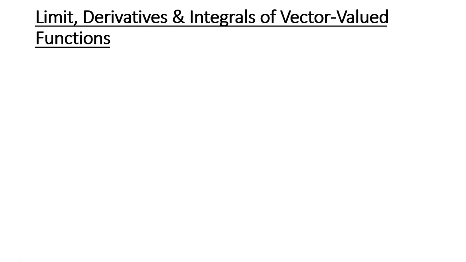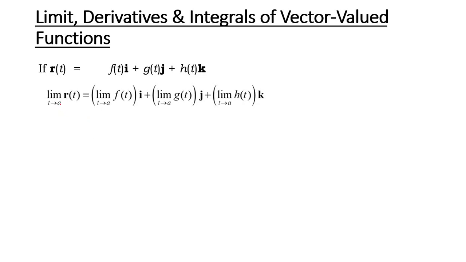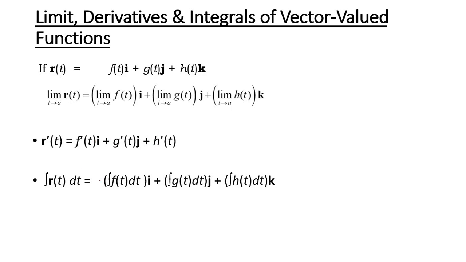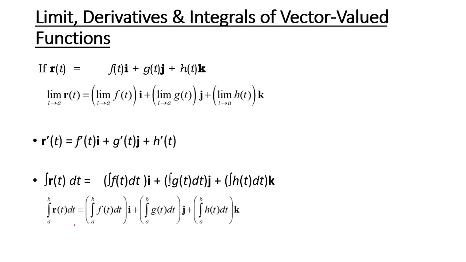Later on, we look at the limits, derivative, and integral of a vector valued function. If R(t) equals f(t)i plus g(t)j plus h(t)k, the limit of R(t) when t approaches a is the limit of f(t) when t approaches a, the limit of g(t) when t approaches a, and the limit of h(t) when t approaches a. We find the limit of each component separately. To find the derivative dr/dt or r prime t, you differentiate each component, so f prime t, g prime t, h prime t. To do the integration, you integrate each component. This is the definite integral.